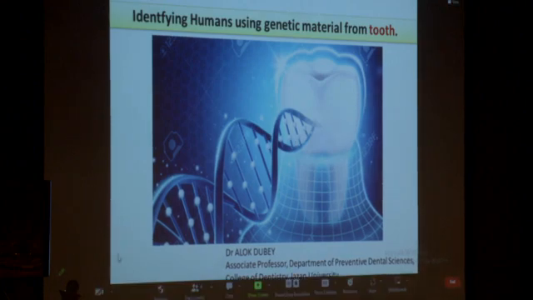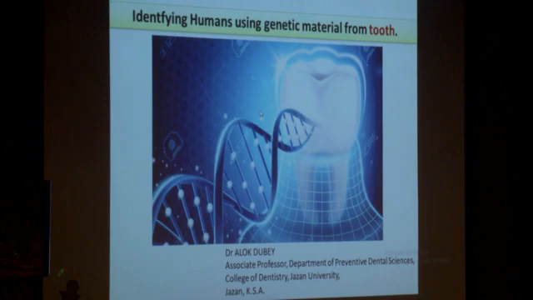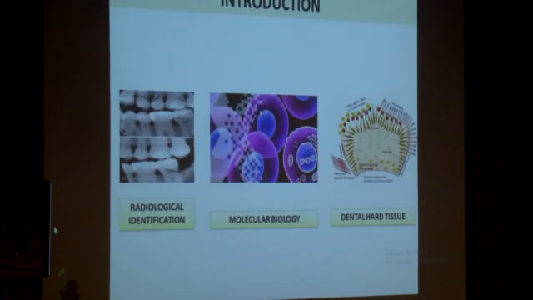Okay, so basically we are taking out the genetic material from the tooth and how it can be helpful in identifying the individual. So conventionally what we do, we compare the ante-mortem and the post-mortem records in forensic identification of the individual.